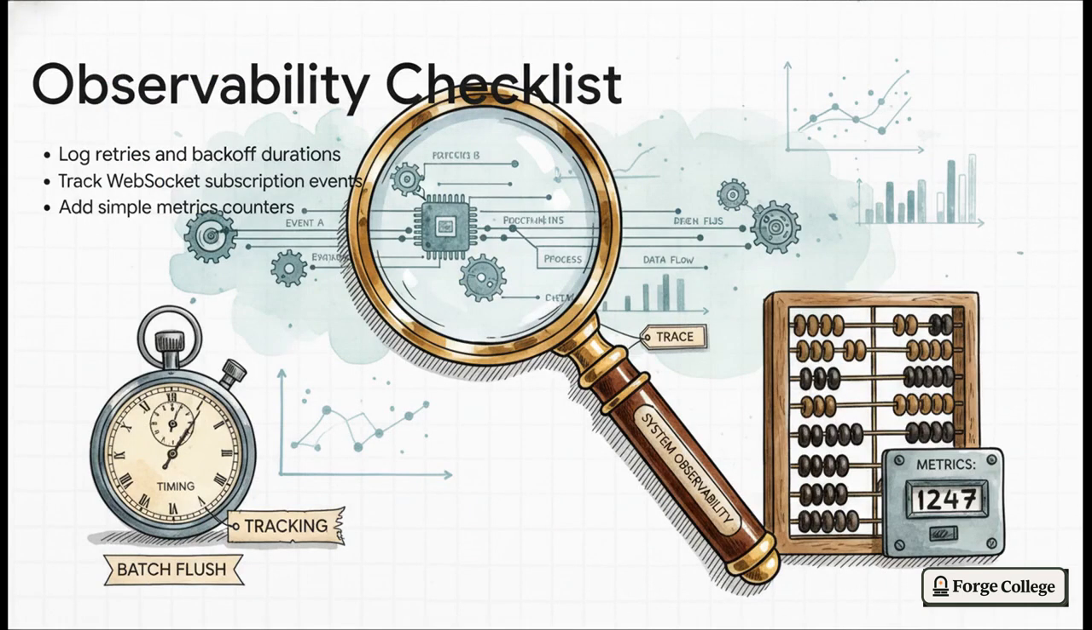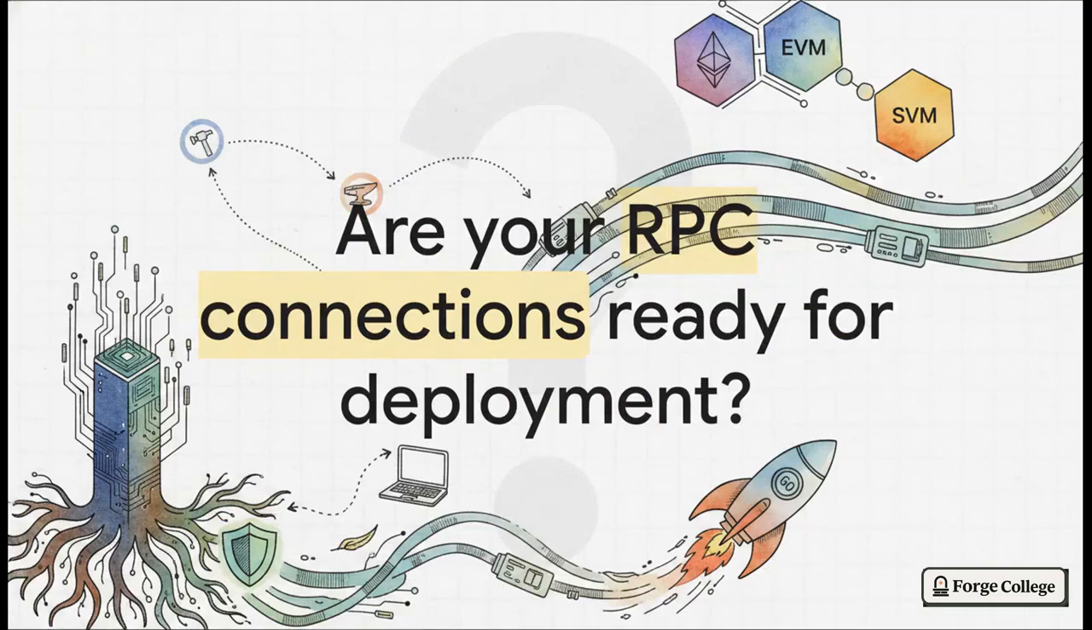So add these simple observability signals to your code. Log your backoff durations, monitor the timing of your batch flushes, track exactly how often your WebSockets drop, and add metrics counters. By doing this, you'll be fully prepared. These logs are the exact signals you're going to need for our next lesson, where we'll tackle deployment strategies, connection pools, and sidecar proxies. We've built some serious resilience into your code today, but consider this.